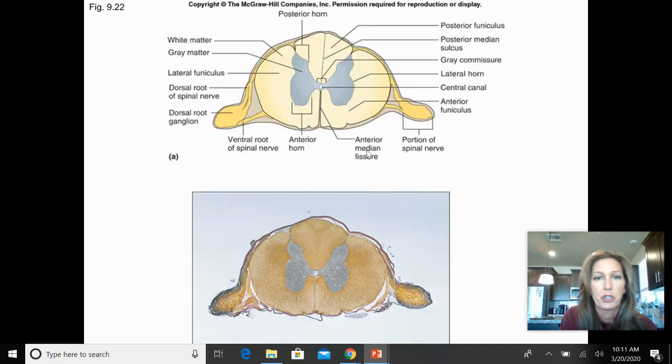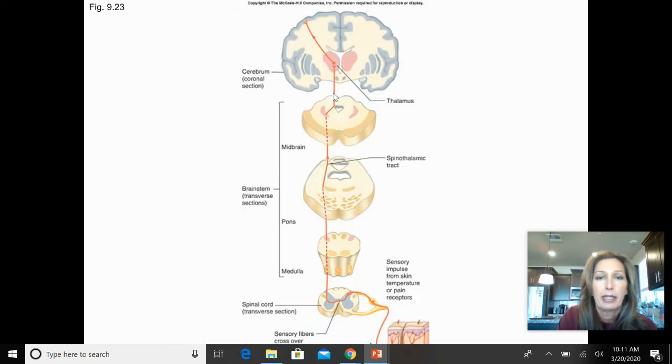Now, here is another picture of the spinal cord. And again, you see this butterfly shape in here. Through the spinal cord, white matter is on the outside and gray matter is on the inside. Remember that white matter means it's myelinated, and gray matter is unmyelinated.